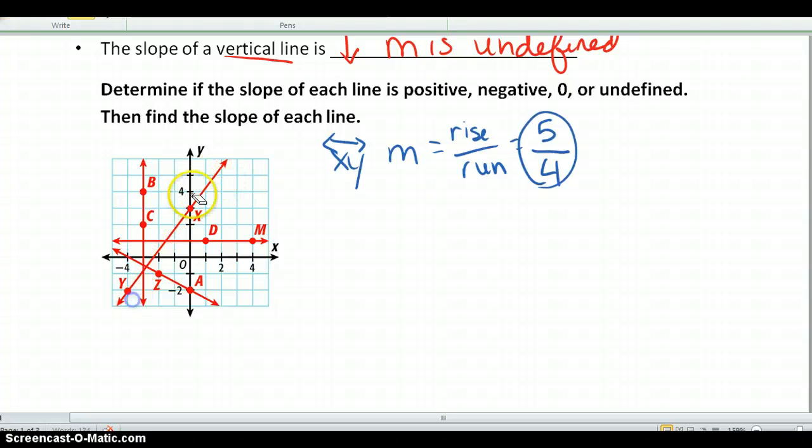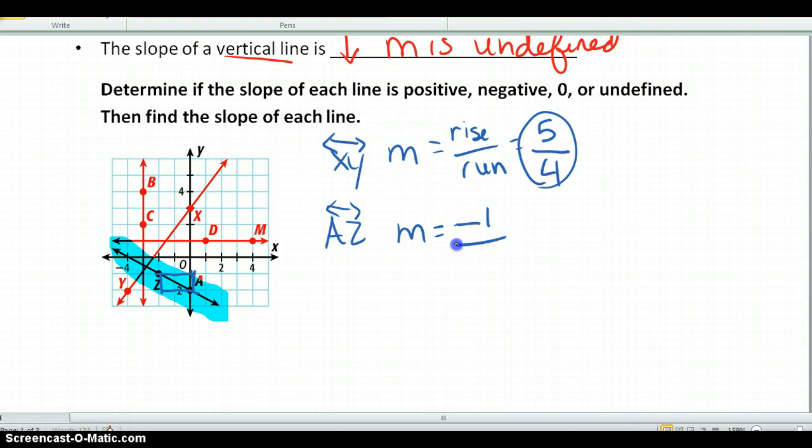Okay, so now to look at another one, this time let's look at the slope of this one down here. The slope of line AZ. So we're going to find the rise over the run. If I count up from A, I go up 1, and then left 2. Or if I start at Z, I go down 1 and to the right 2. I know my slope's going to be negative, so if I'm going down 1 and then to the right 2, it's negative 1/2.